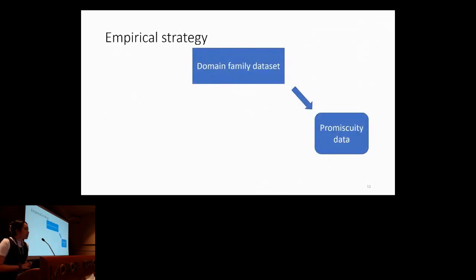And the second step is to quantify promiscuity. I'm going to show you several different promiscuity measures that have been used or introduced in previous literature. Then I will use correlation analysis to see whether or not those measures capture the same information. And I will also test how domain length correlates with those promiscuity measures.